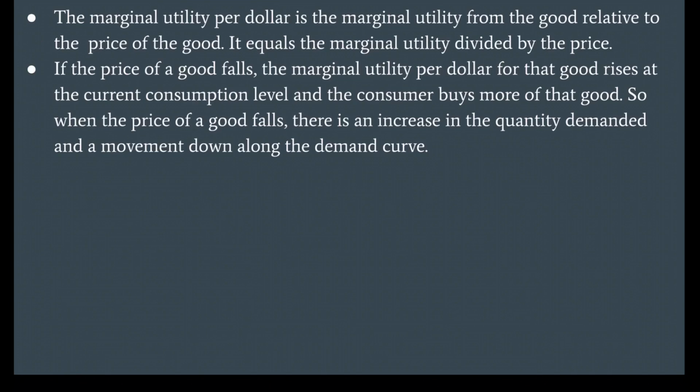If the price of a good falls, the marginal utility per dollar for that good rises at the current consumption level and the consumer buys more of that good. So when the price of a good falls, there is an increase in the quantity demanded and a movement down along the demand curve.